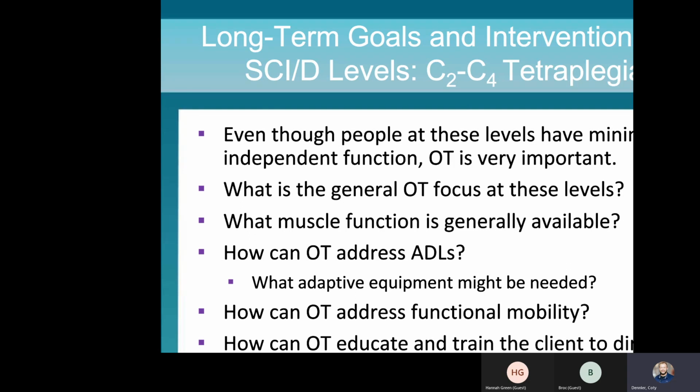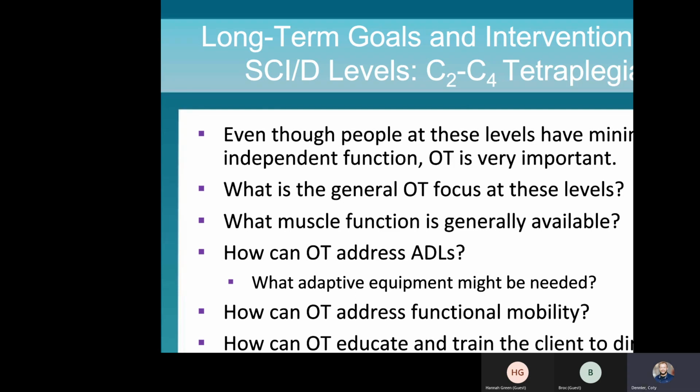Now at C2 through C4, they're said to have tetraplegia. Regardless of whether it's a complete or an incomplete lesion or injury, they're going to have tetraplegia. There's going to be some involvement in all four limbs and the trunk.